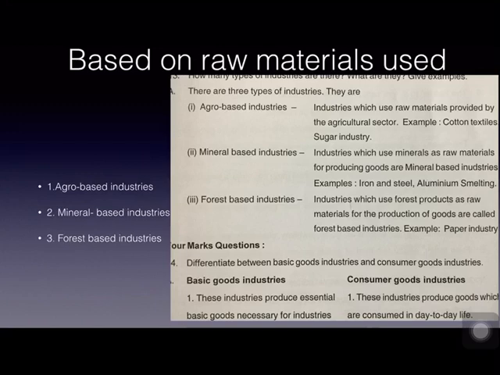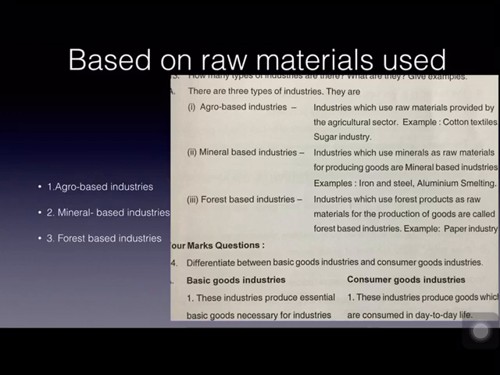So all the industries which use raw materials provided by the agricultural sector, jute industry, sugarcane, sugar industry, all these are agro-based industries. And second one is mineral-based industries. If minerals or ores are used as raw materials, those are called mineral-based industries. Industries which use minerals as raw materials for producing goods are called mineral-based industries. Example, iron and steel, aluminum smelting, and there are many more examples.